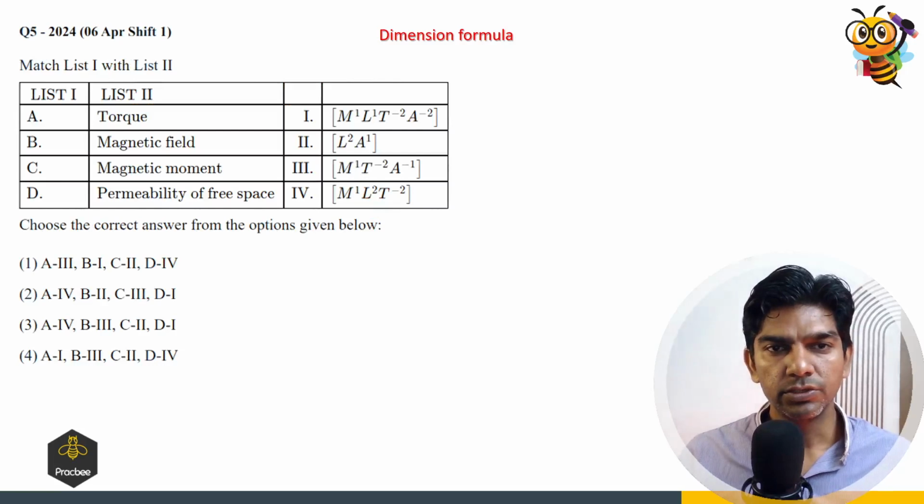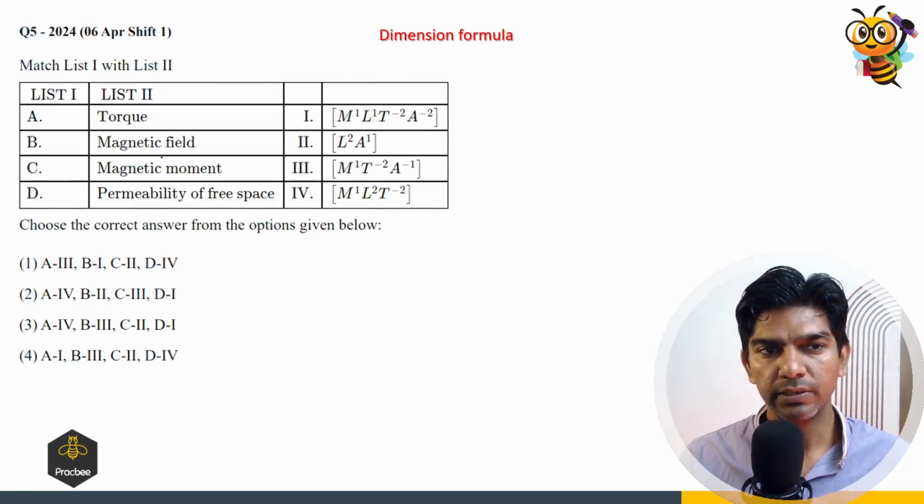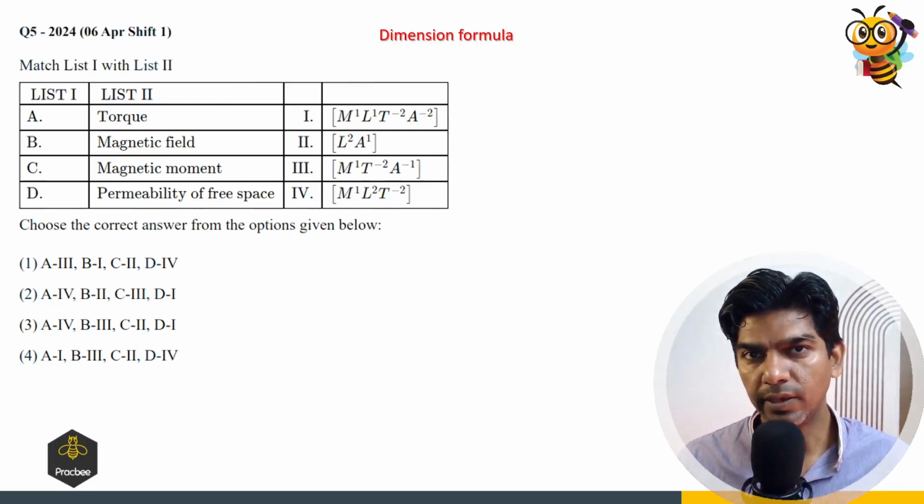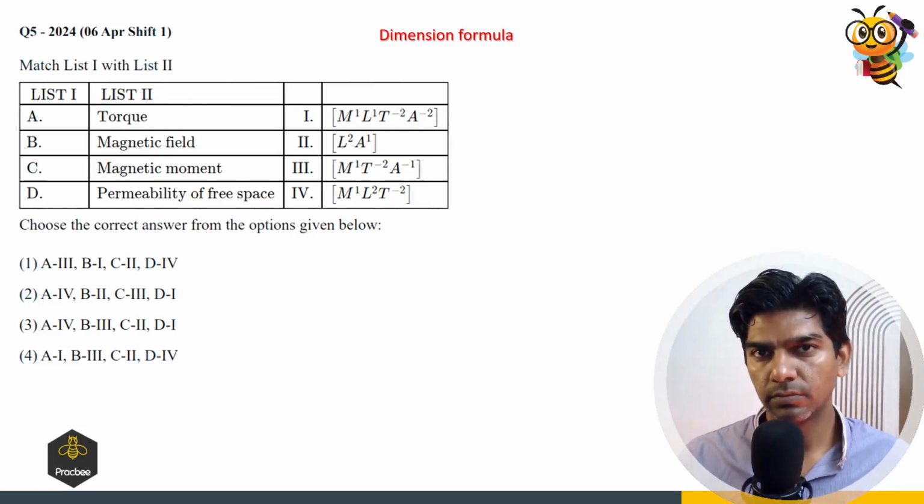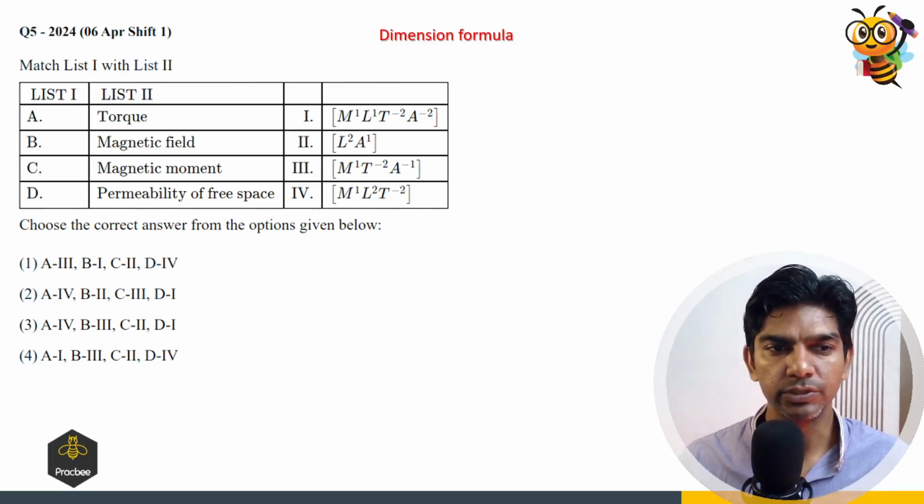Now let us take another illustration based on the same problem type. So we have been given two lists. In list 1 we have a physical quantity, and in list 2 we have given the dimensions, and we have to match the physical quantity with the given dimensions.